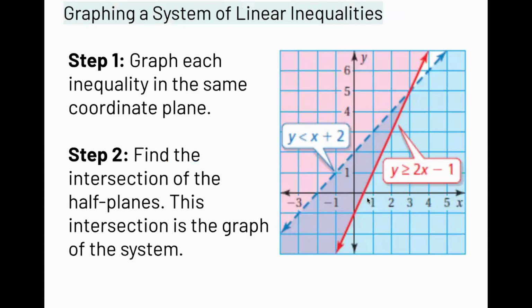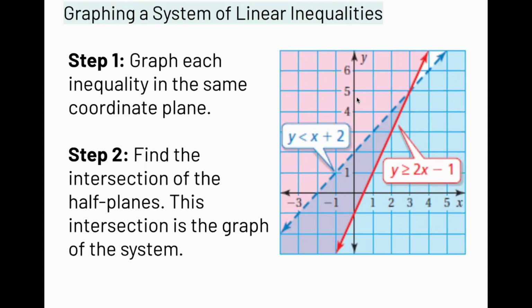Now we'll be getting into how to graph a system of linear inequalities. We follow two basic steps. We're going to graph each inequality in the same coordinate plane and then do some additional steps to shade in our half planes. And then we're going to find the intersection of those shaded half planes, and that intersection is going to be the graph of the system.